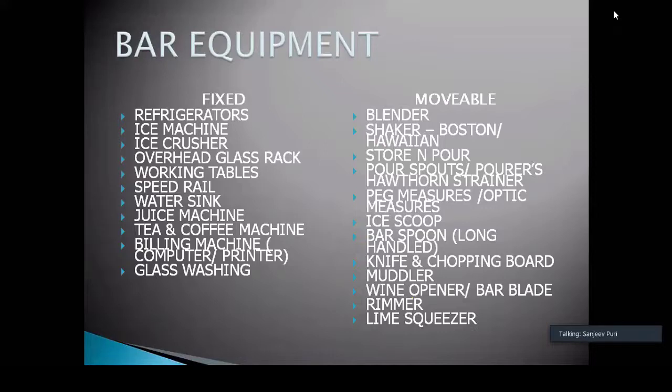Then you have the Boston Shaker. The Boston Shaker consists of two glasses, one small and the other large. All the ingredients are poured into the bigger glass, covered with the smaller one, and then the shake is given. It is very easy to remember: B is the second letter of the alphabet, so Boston has two parts. Hawaiian has three parts. These are the shakers that we are going to be using in the bar.